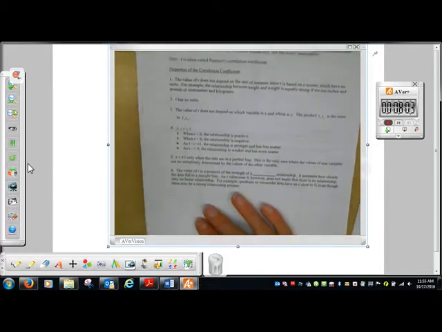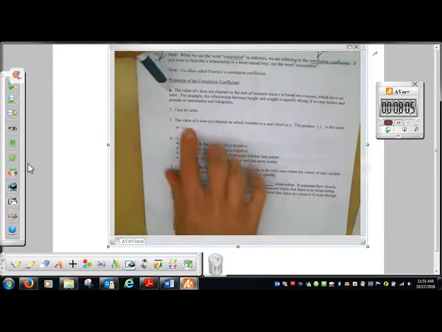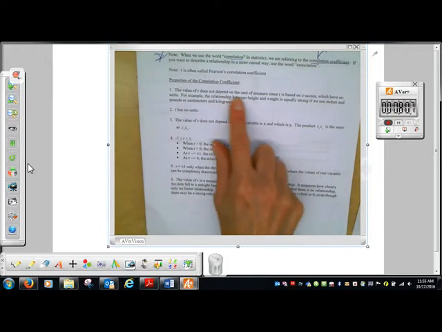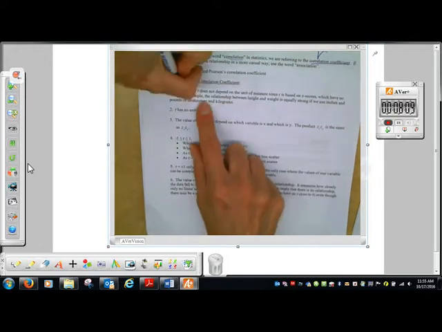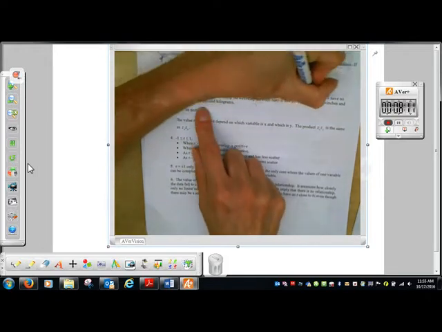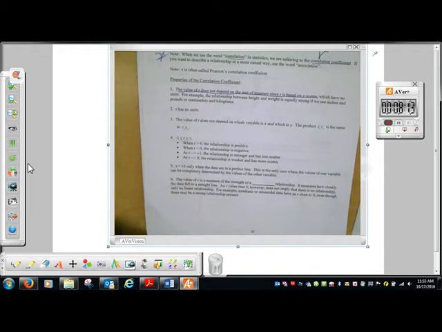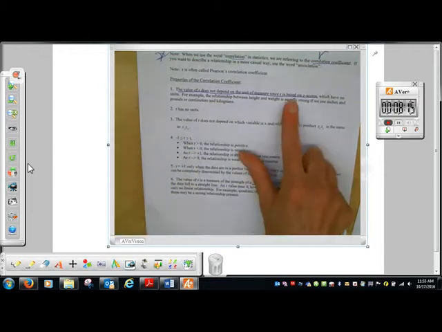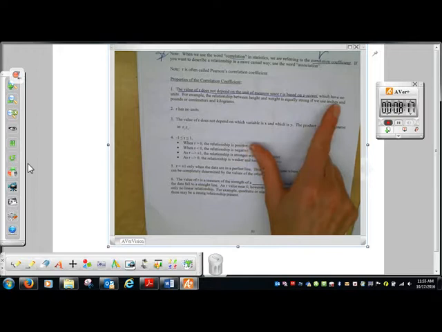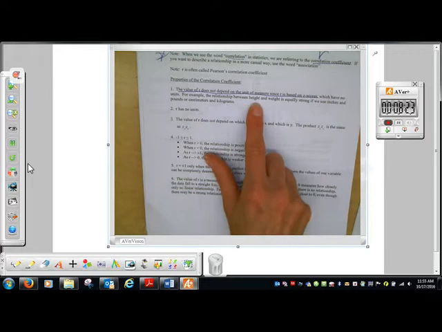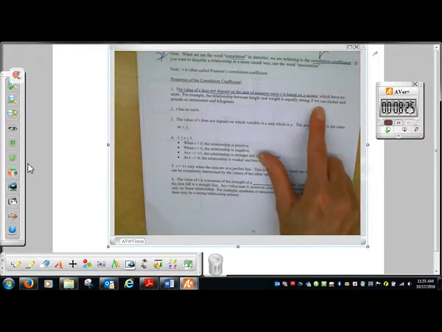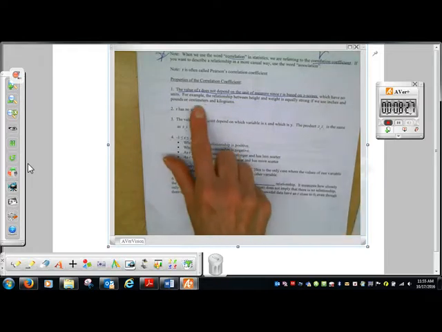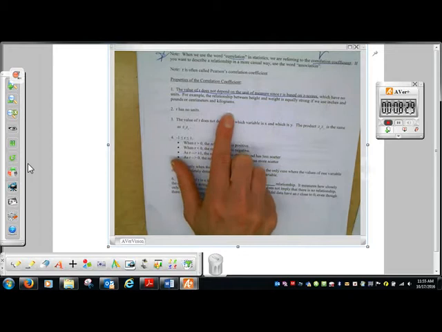So here are properties that you'll need to memorize. You need to utilize these. The value of R does not depend on the unit of measure. Because what we did with all the units is we changed them into z-scores. Z-scores have no units. Their label is number of standard deviations above or below the mean. So, for example, the relationship between height and weight is equally strong if we use inches and pounds or centimeters and kilograms. It doesn't matter.